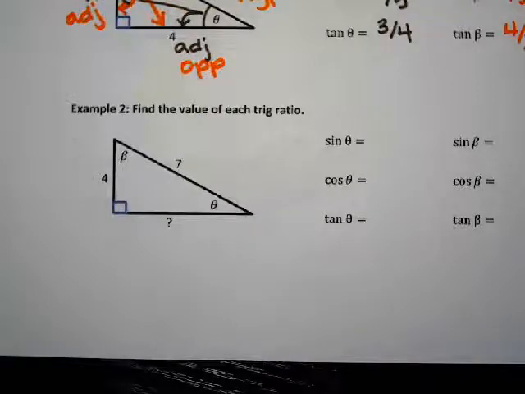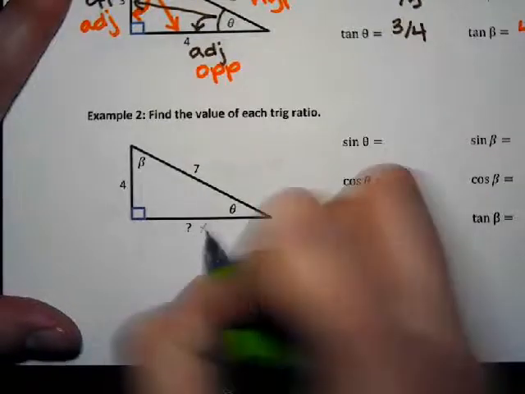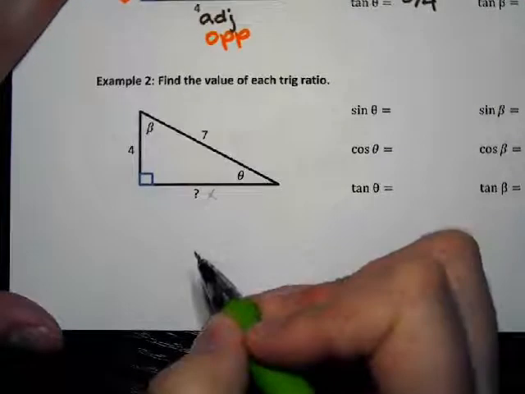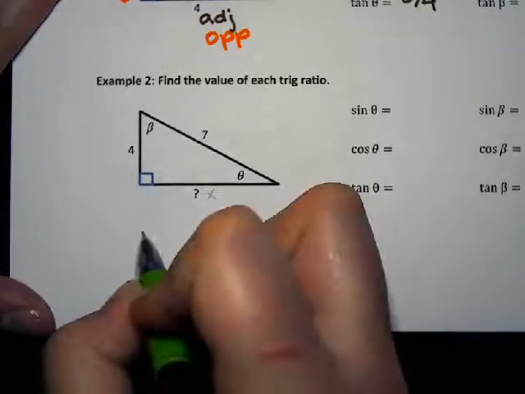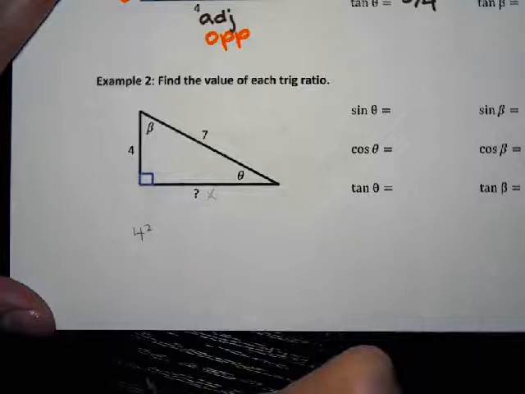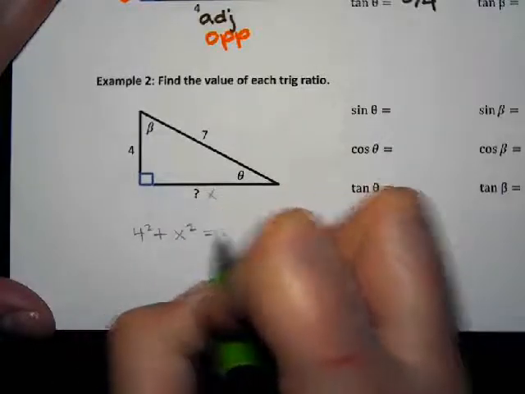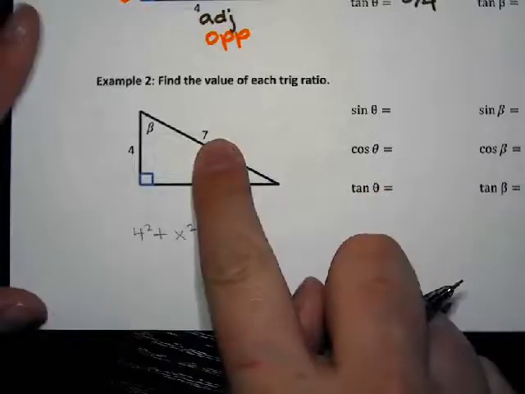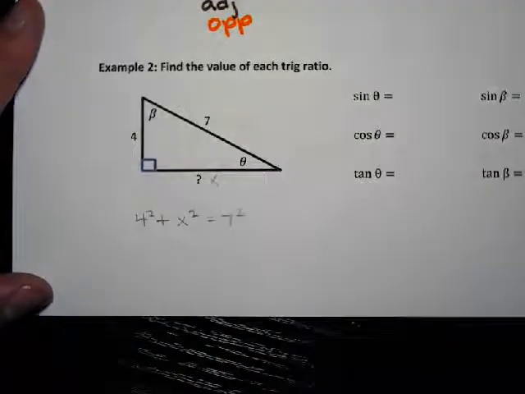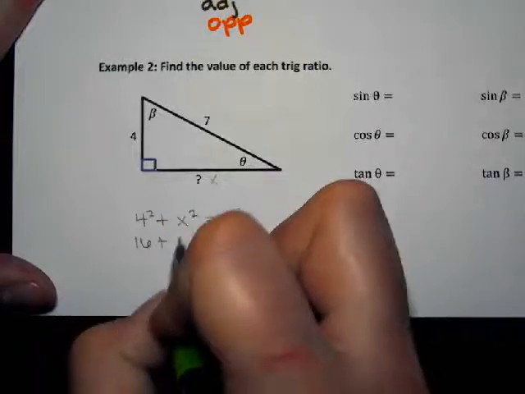I'm going to label this as an x. So what should I write? Wait, is it 4 squared plus 7 squared? 4 squared plus x squared equals 7 squared, and that's because 7 is the hypotenuse. Okay, so we got 16 plus x squared equals 49.